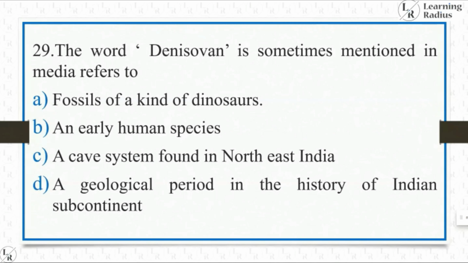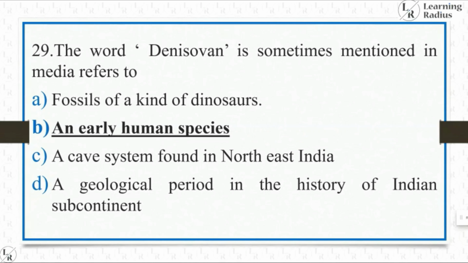The next question. The word Denisovan, sometimes mentioned in the media, refers to: fossils of a kind of dinosaurs, an early human species, a cave system found in northeast India, a geological period in the history of the Indian subcontinent. It's a direct question. The word Denisovan refers to an early human species. Denisovans are an extinct species or subspecies of archaic human which appear to have ranged across Asia during the lower and middle Paleolithic. So it's a direct current affair.